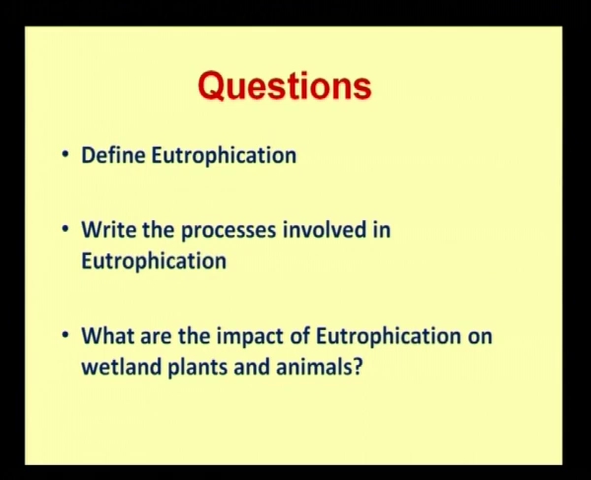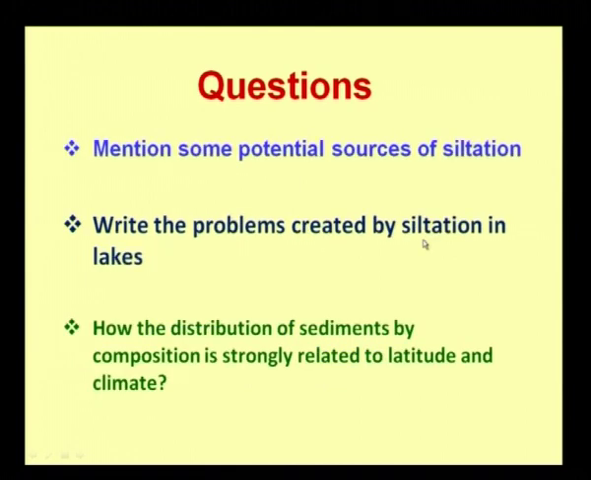Define eutrophication. Second question, write the processes involved in eutrophication. And the third, what are the impacts of eutrophication on wetland plants and animals? That means, in what ways is eutrophication impacting the wetland water and the water plants and animals. And mention some potential sources of siltation, and write the problems created by siltation. That means, what are the problems associated with siltation?